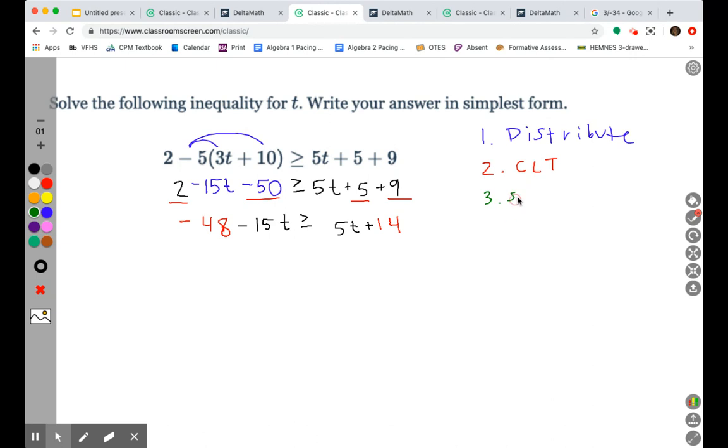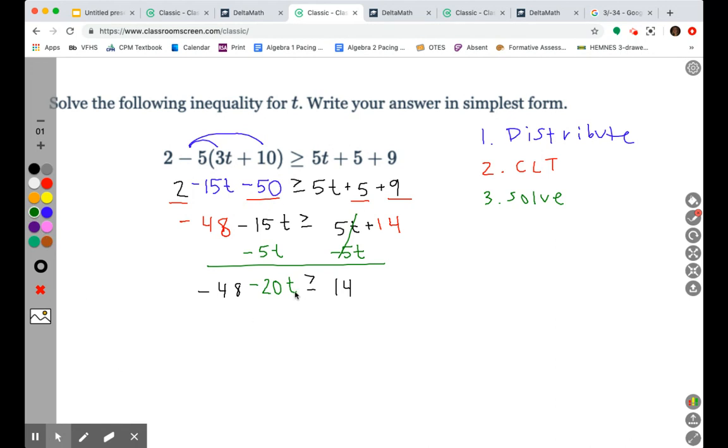Your last step is just to solve to get the letter to the left, the number to the right. So I'm going to get my 5t to the other side. It's positive, so we'll subtract. Negative 5t minus 5 more t gives me negative 20t. I want to bring everything else down, so negative 48 greater than or equal to 14.